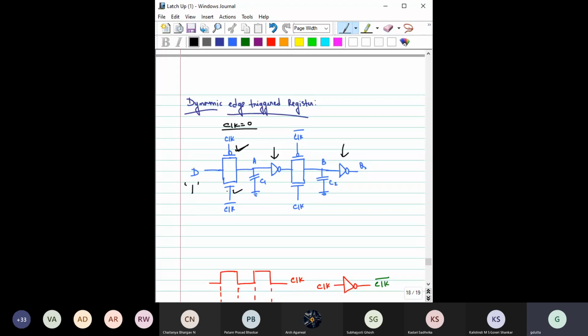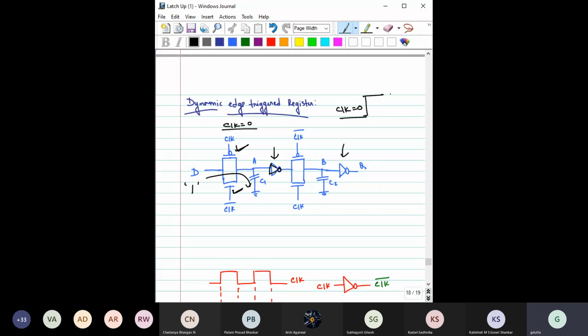Now this transistor is on, this transistor is on, this capacitor was initially discharged. This capacitor is the capacitor of this inverter only. It is not any additional capacitor. So it will now go and charge this capacitor, right? Now say it is 0, clock 0.